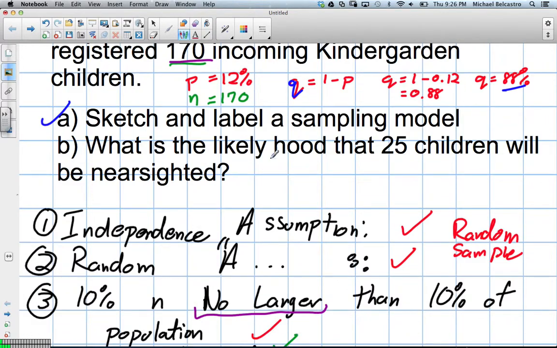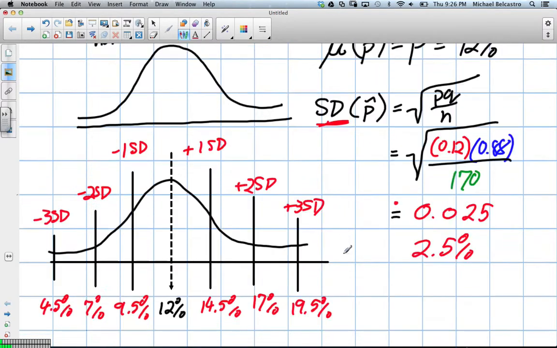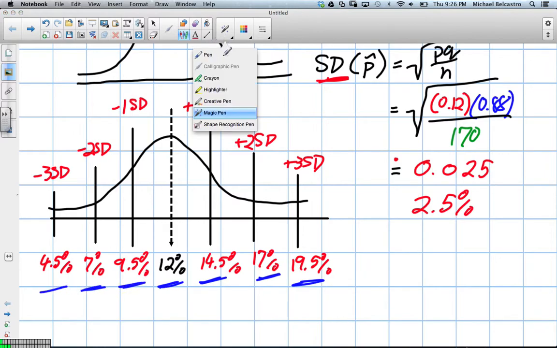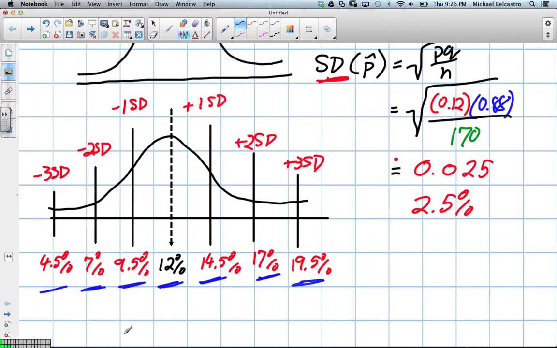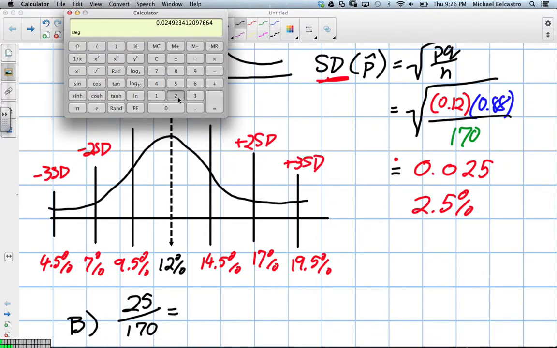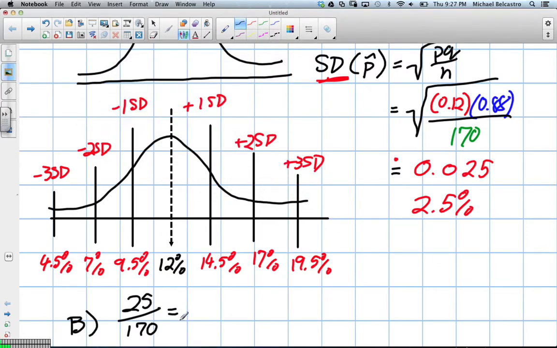Second one is, what is the likelihood that 25 children will be nearsighted? They haven't given us a percent, so we don't know where that falls in this area. So we have to turn 25 children into a percent. This will be our B. We need to find what percentage of the total 170 kids 25 is. So we divide 25 by 170, which is 14.7.